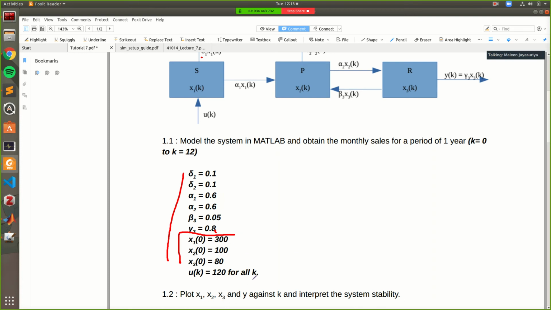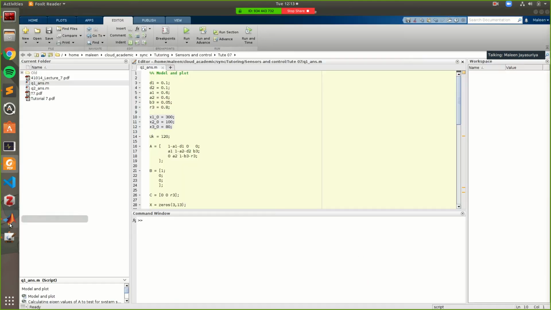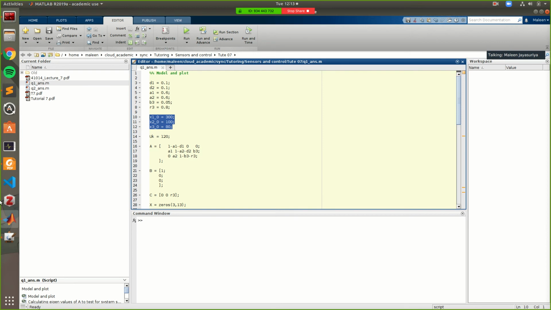And then k, as you can see, is going from period 0 to 12, right? Which suggests to us that k actually represents months, right? So discrete months, like month 1, month 2, and so on, right? So the first step is to plot x1, x2, x3, and y against k and interpret the stability of the system, right? So, right, we derived the A matrix, right?